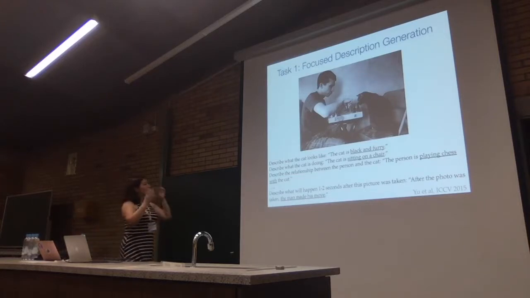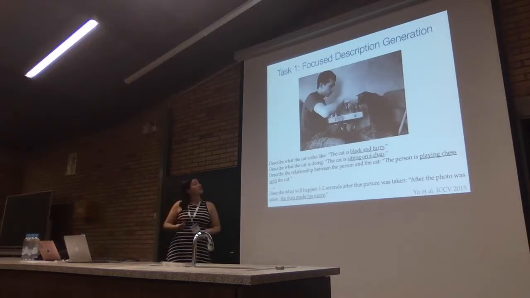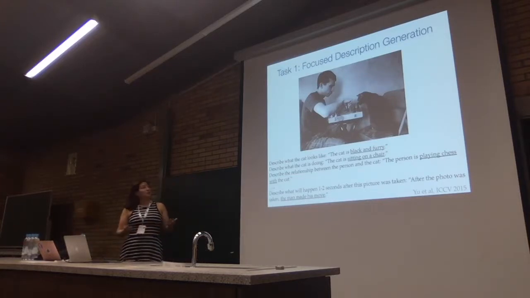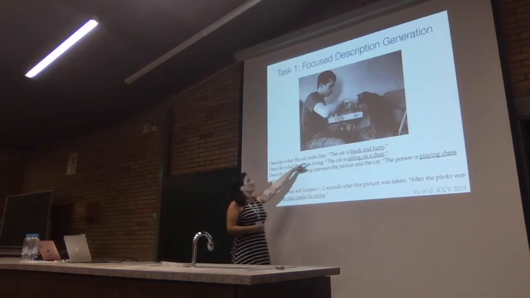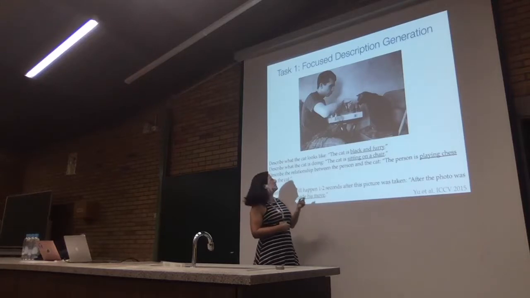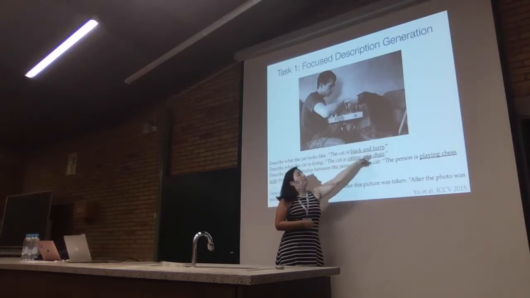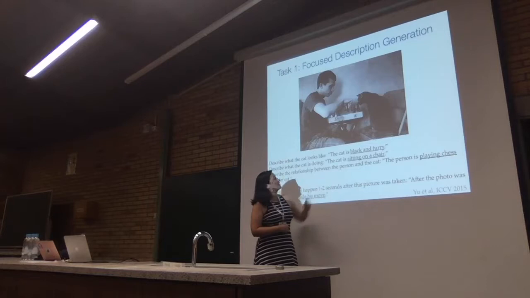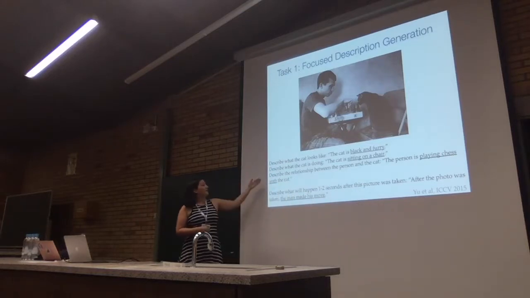So given this data set, we can actually work on a couple of different tasks. One of them is focused description generation. So we can ask the computer to write a description about particular objects in the image or relationships between objects. The cat is black and furry, or the cat is sitting on a chair, or the person is playing chess with the cat.